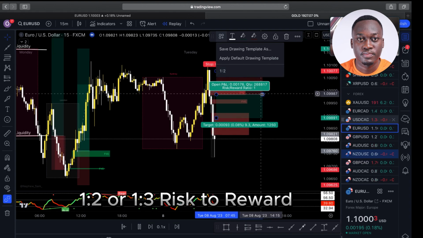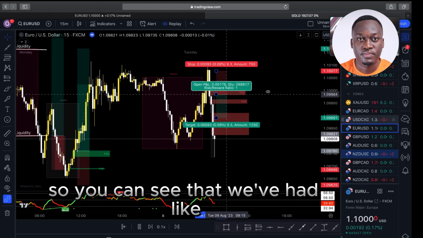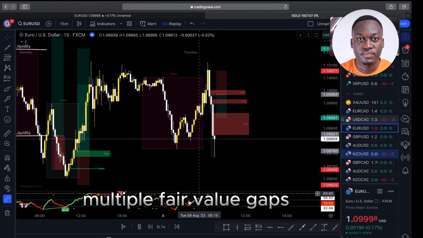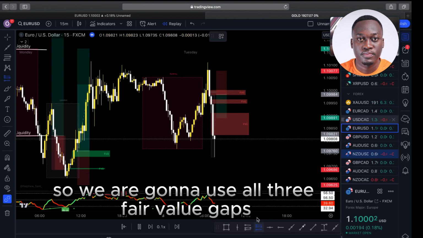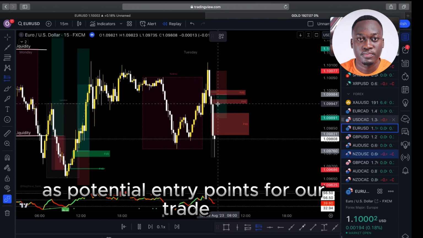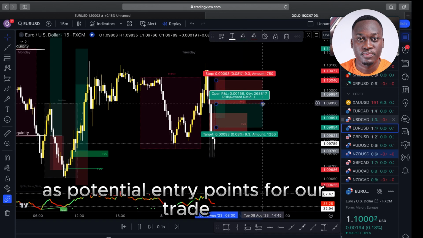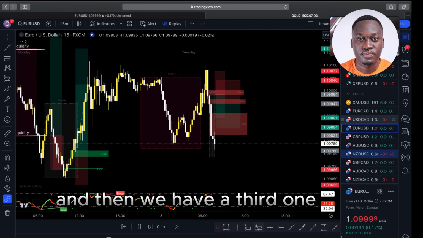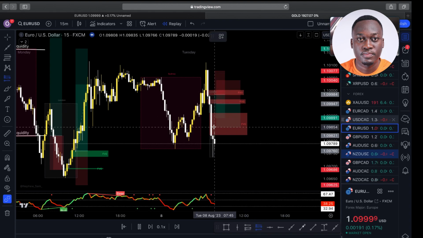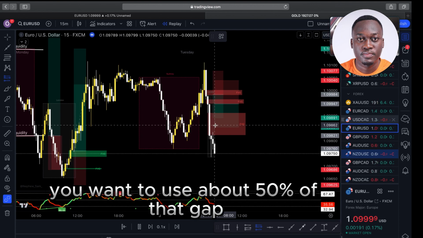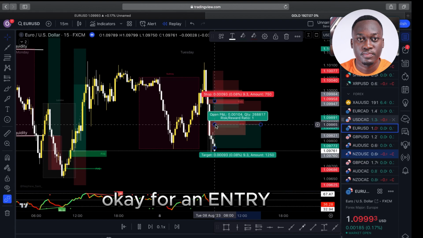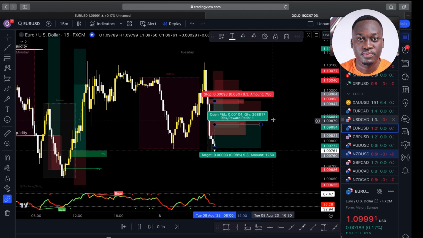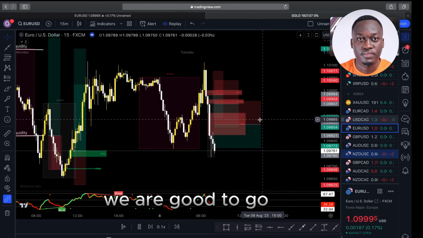And then we go for our 1:2 or 1:3. So you can see that we've had multiple fair value gaps. We are going to use all three fair value gaps as potential entry points for our trade. And then we have a third one. When the fair value gap is huge like that, you want to use about 50% of that gap for your entry. And then we are good to go.